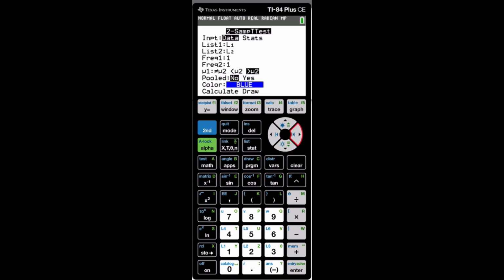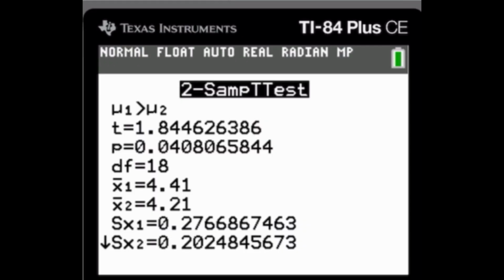For the IB exam, the answer is always yes for pooled. Pooled means equal variances. And every single question on your IB exam for a t-test, it will be pooled. So make sure you say yes and now calculate.